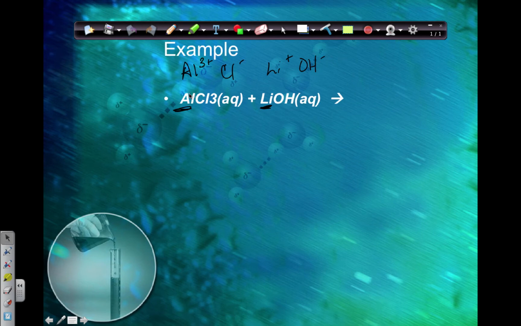All right, so now aluminum will replace the lithium. So aluminum will now bond with hydroxide because it can't bond with lithium. It's already bonding to chlorine here, so it has to bond to hydroxide. Aluminum's +3, hydroxide's -1, so the formula should be this.